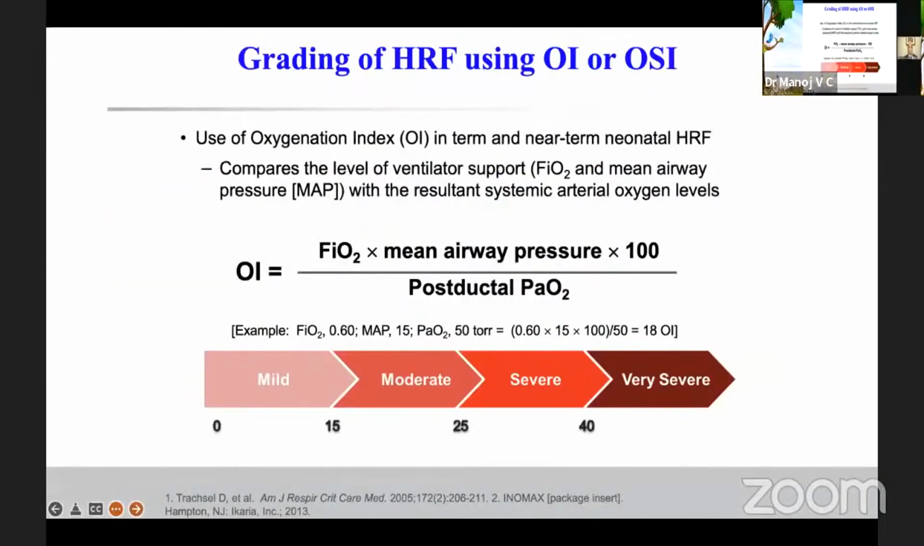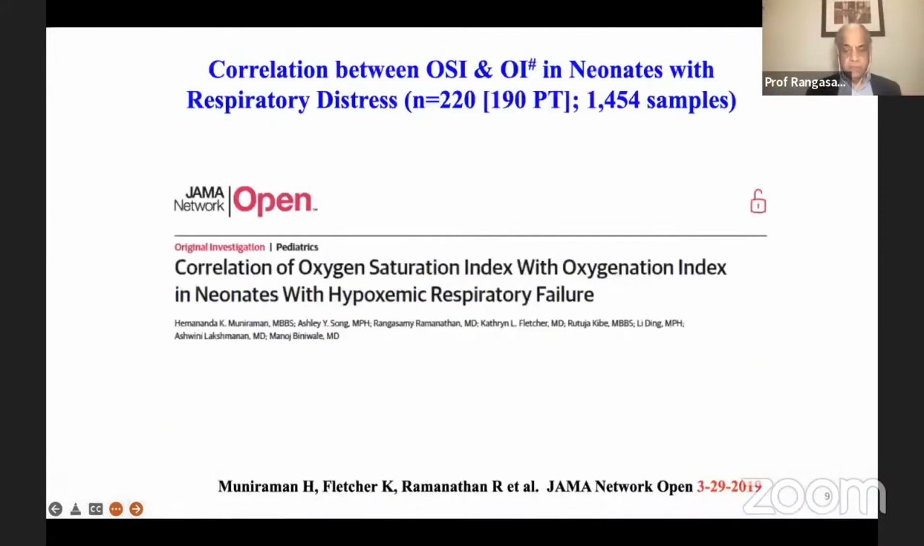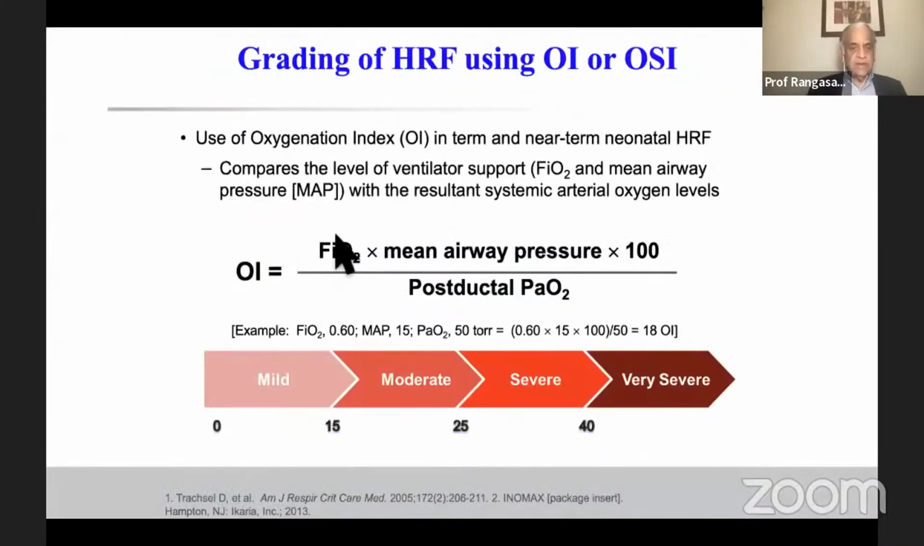So how do we grade the severity of hypoxemic respiratory failure? This is using oxygenation index, which is very typically used. Mild is 0 to 15. Moderate is when the oxygenation index is 15 to 25. Between 25 to 40 is severe. If the oxygenation index is more than 40, very severe. Most of these babies end up on ECMO. One of the criteria for putting a baby on ECMO is an OI greater than 40. One of the criteria for starting nitric oxide is an OI greater than 20.